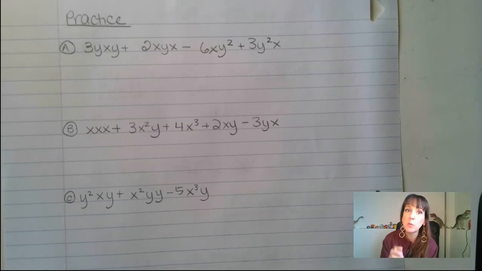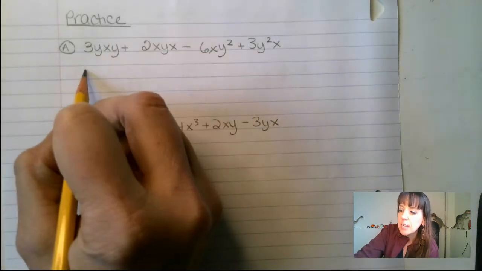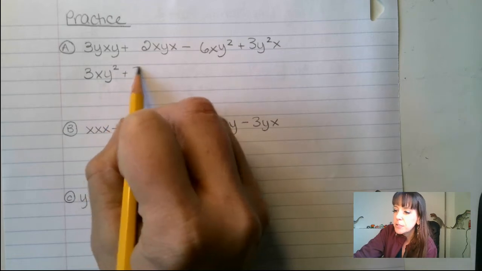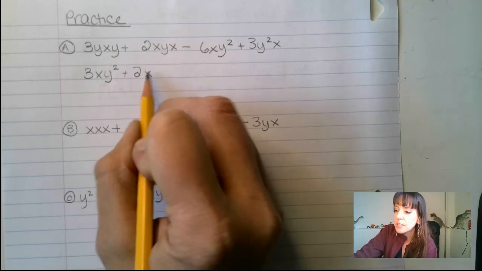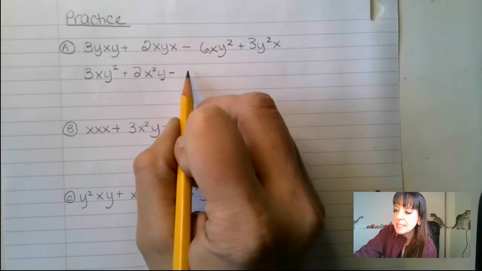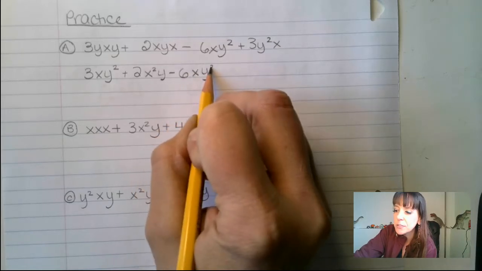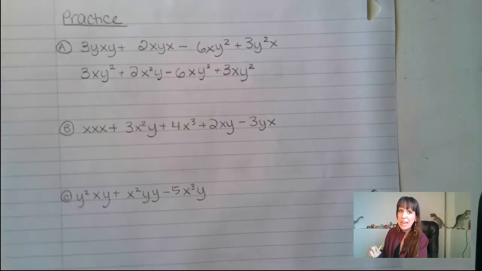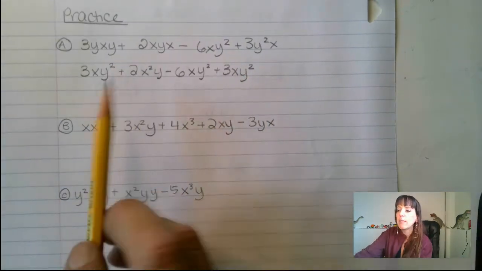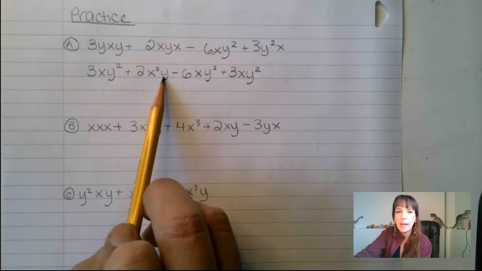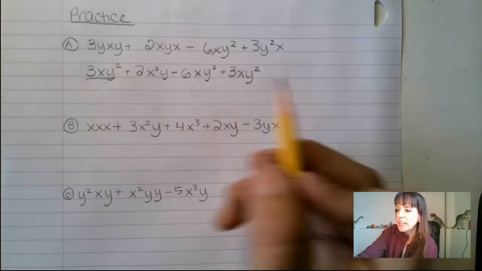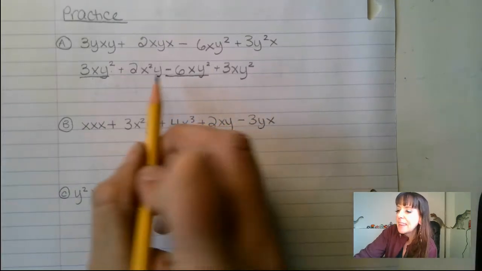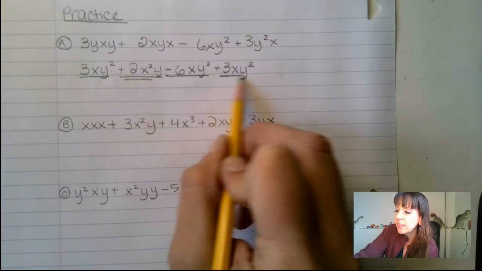All right, first things first, we want to put these nice and in order. So this is going to be 3xy squared plus 2x squared y minus 6xy squared plus 3xy squared. So we actually have two different things here. We have xy squared and we have x squared y. So like this guy right here, that's going to group together with this one here. Okay, this one is going to group together with this guy.